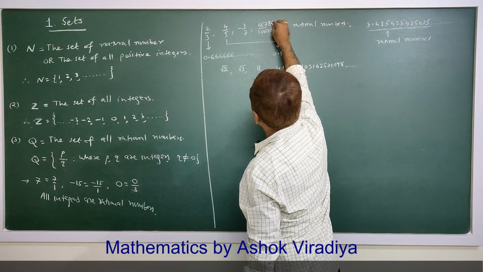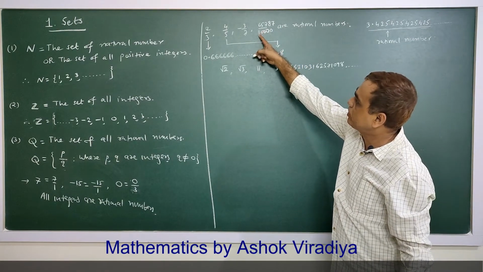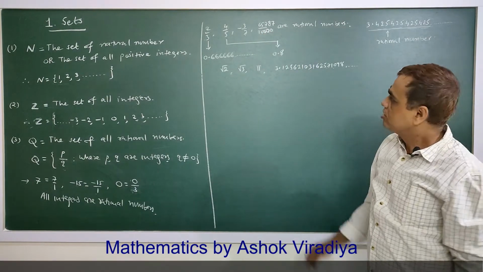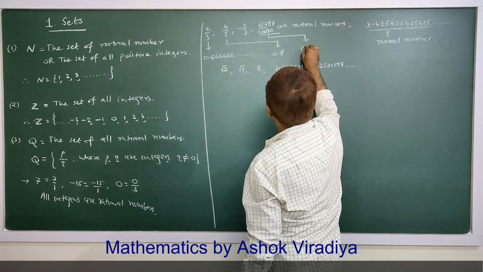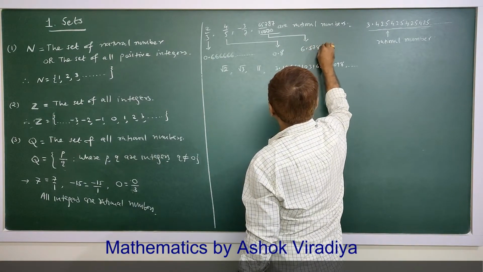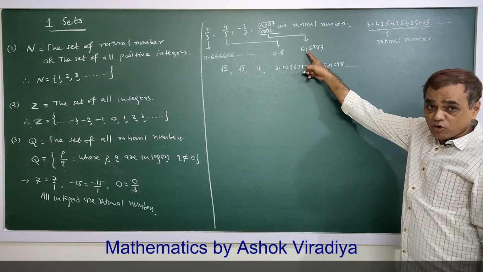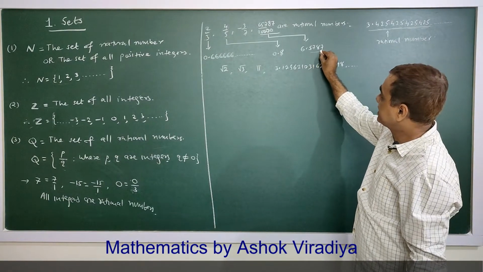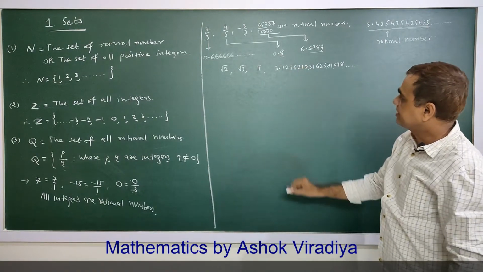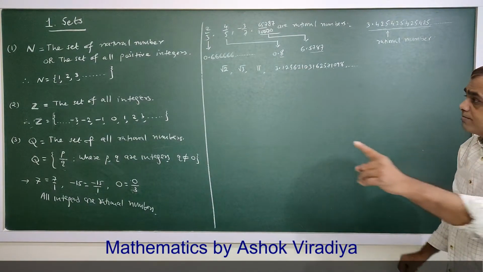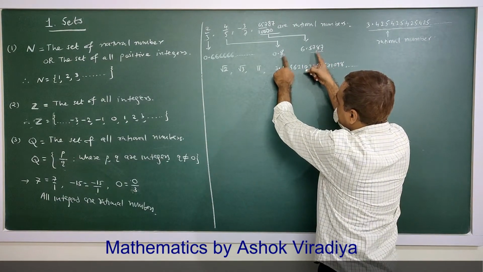Suppose this is 65787 divided by 10000. So what is its decimal form? Its decimal form will be 6.5787. So after the decimal point, a finite number of digits, 4 digits. After the decimal point, if you find a finite number of digits, that means it is a rational.